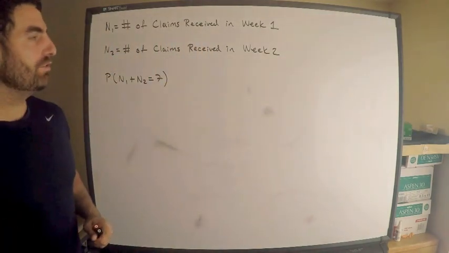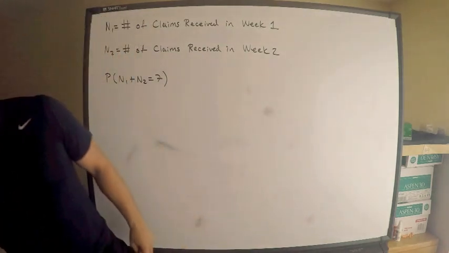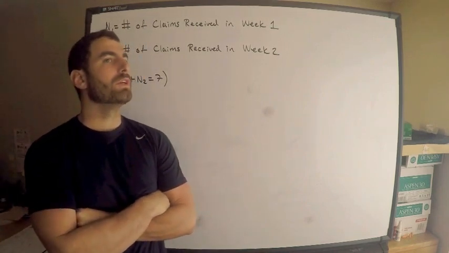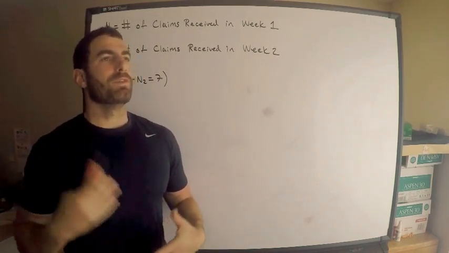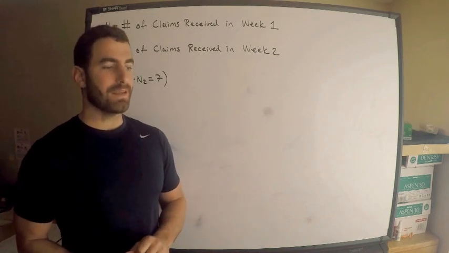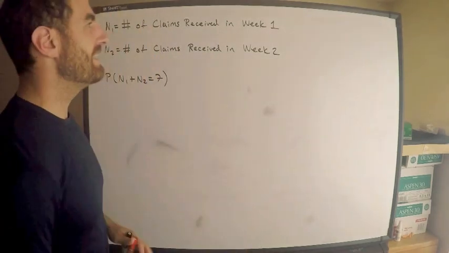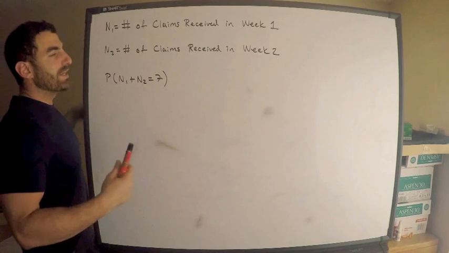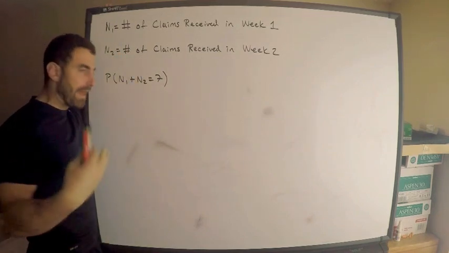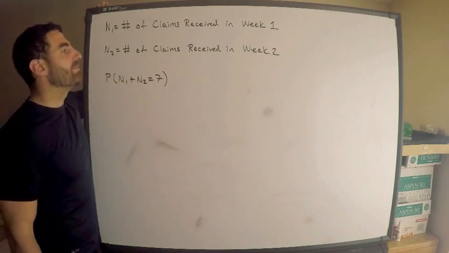I have two discrete random variables. The first one I called N1, and that's going to represent the number of claims received in week 1. We're told that the number of claims received in a given week is a discrete random variable, and they give me the PMF as well. I'll write that down. I'm just going to name a new random variable, the number of claims in week 1, and another one for the second week, the number of claims in week 2.